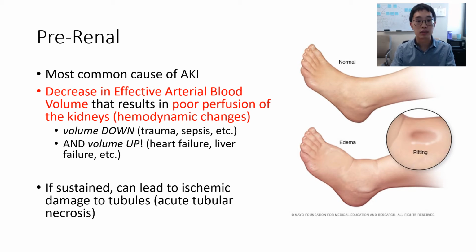Liver failure is kind of similar, where you have splanchnic vasodilation, you have blood flow into the abdomen, but unfortunately the kidneys don't necessarily see that blood. So in these cases, patients are volume up, not necessarily volume down, but that can also result in pre-renal causes of AKI. Okay. And if this AKI from pre-renal etiologies is sustained, you can eventually develop ischemic damage to the tubules, otherwise known as acute tubular necrosis.